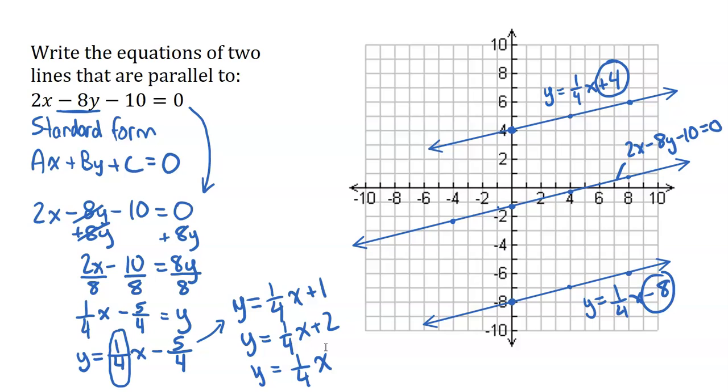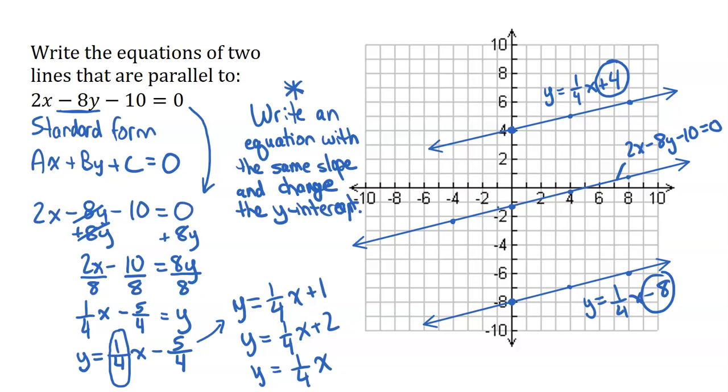So once you have it in the form y equals mx plus b, you write a new equation with the same slope and you change the y-intercept. You can go ahead and pause the video before it stops in a few seconds and write that down. Write an equation with the same slope and change the y-intercept.